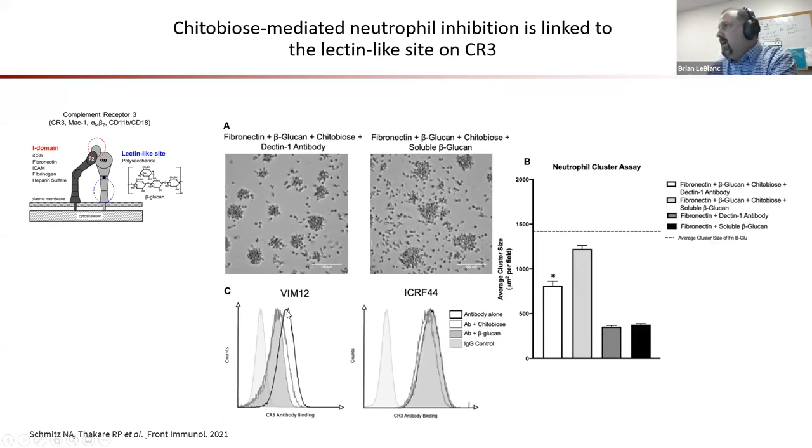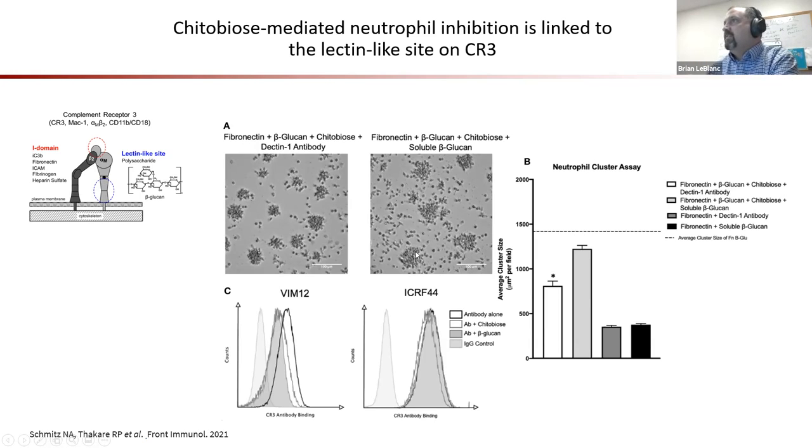Here we have the binding of antibody alone. When I add beta-glucan, since it binds to the lectin site, it decreases the binding of the antibody to the lectin site. So that was our positive control. But when I added chitobiose, it blocked the antibody as much as the beta-glucan. So it seems there is an interference of the lectin site by chitobiose. And with the control antibody on the I domain, there was no change with either glucan or chitobiose.